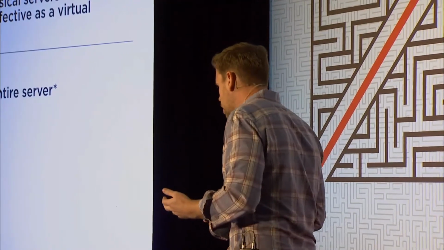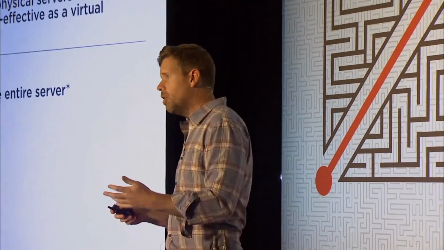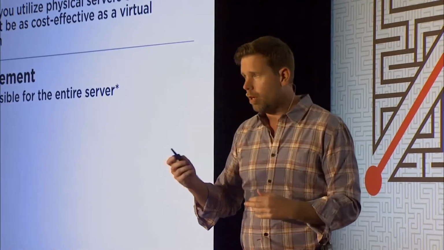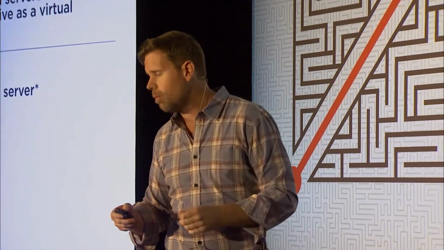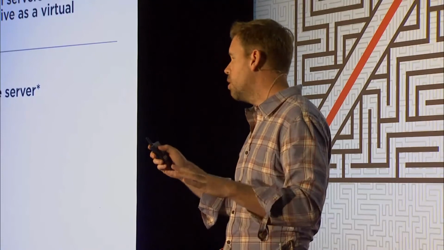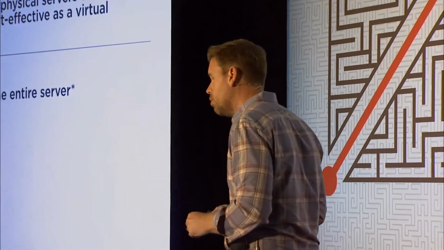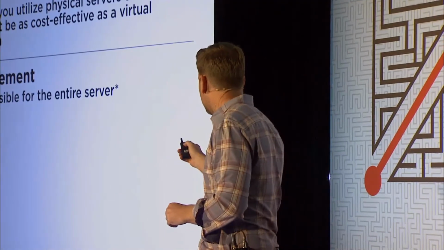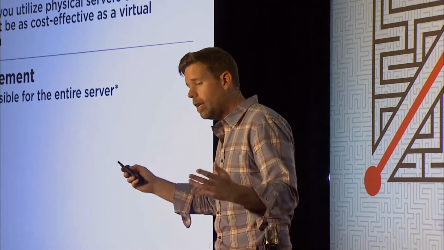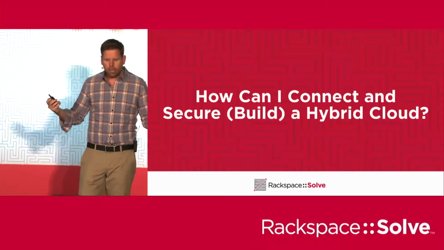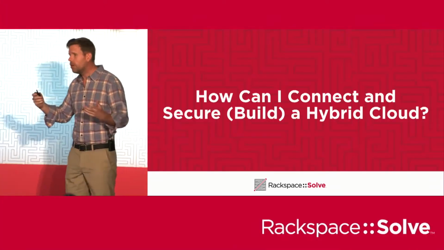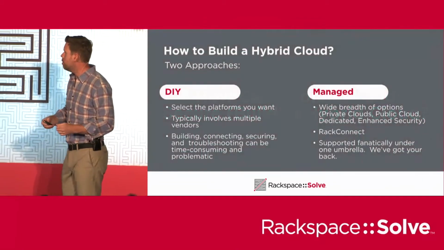On Metal is going to be bare metal that you can provision with an API and have it going up in a number of minutes. Right now it's available in our IAD data center, and it's going to be available in additional data centers soon when the new version comes out. Additionally, On Metal will be working with Rac Connect, which I'm going to talk about in just a bit. So how can you connect and bring all these otherwise disparate components together in a hybrid cloud?